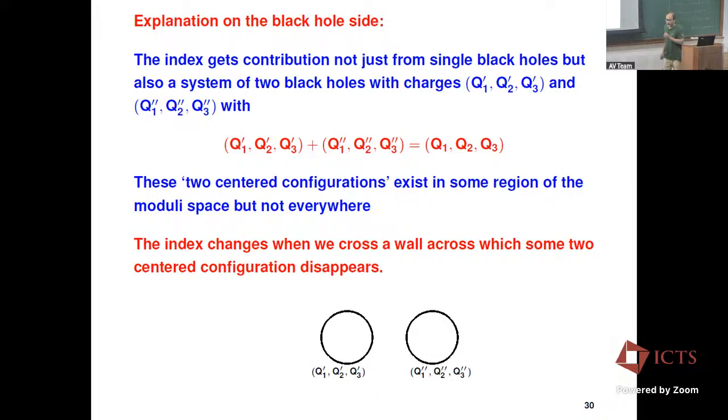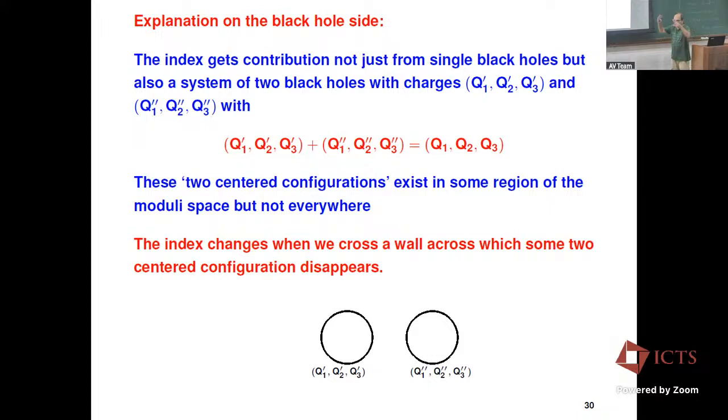It turns out that when you try to think of this from the black hole side, we have been thinking that the black hole is one object, and that's what contributes to the index. I said there is a general result that even in the total Hilbert space, the contribution to the index comes from the black hole. That is almost true, except that there are also other systems involving black holes, which are called two-centered black holes.